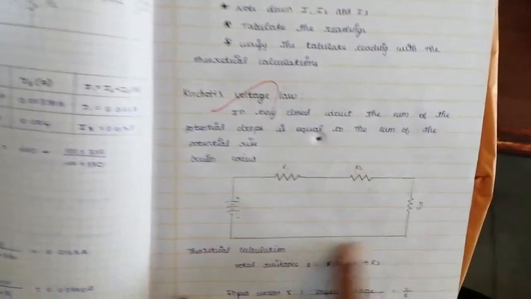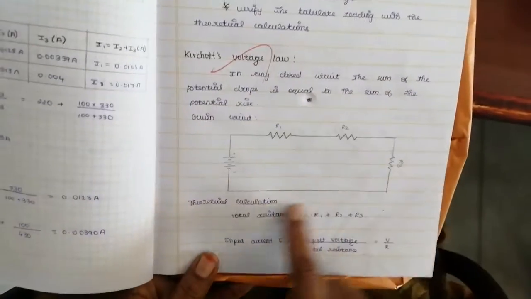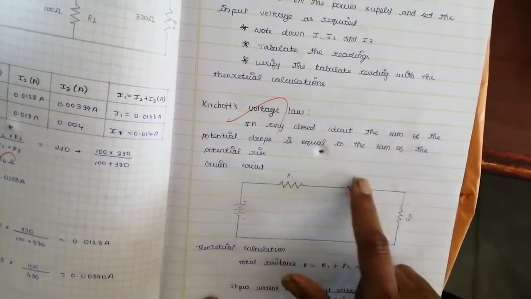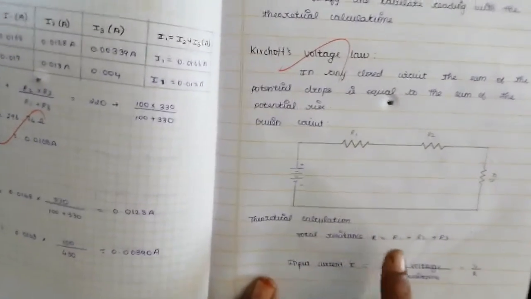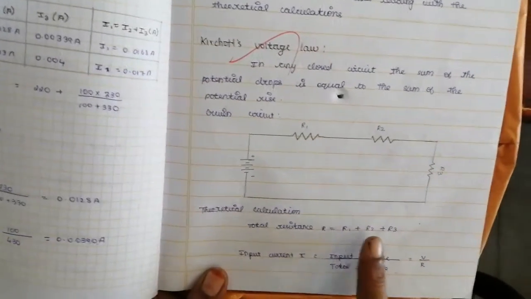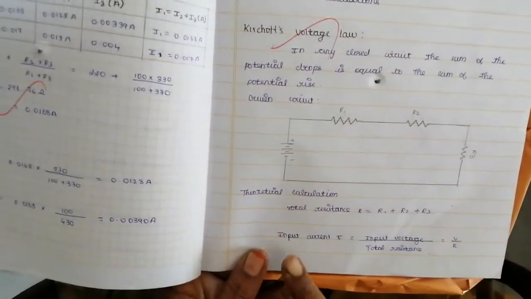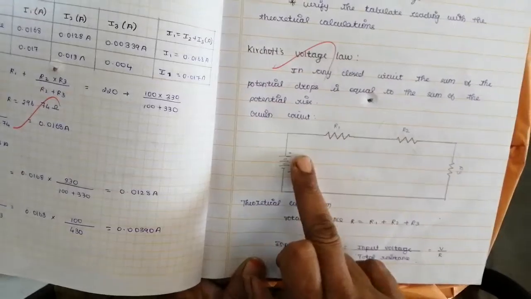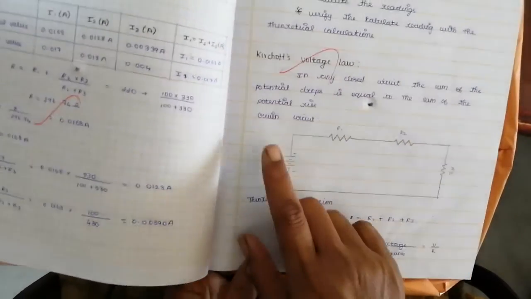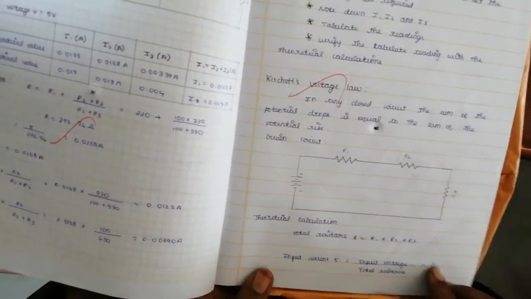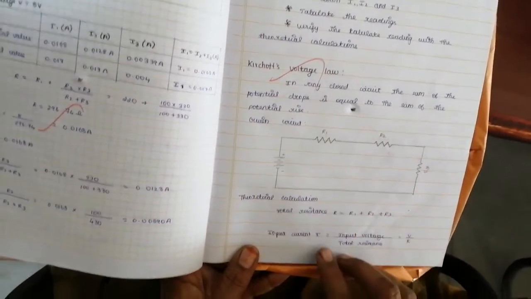According to this circuit, the three resistors are connected in series. Therefore, the total resistance is R equal to R1 plus R2 plus R3. What is the input current I? The supply voltage is V and the total resistance is R. Suppose we give 5 volts. Then 5 divided by the calculated resistance R equals the input current.